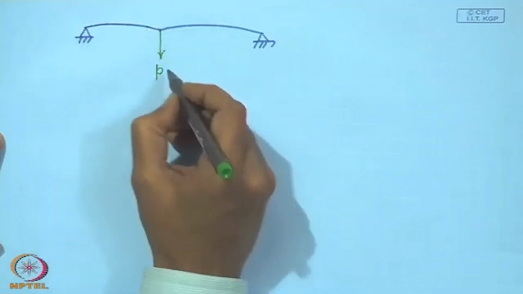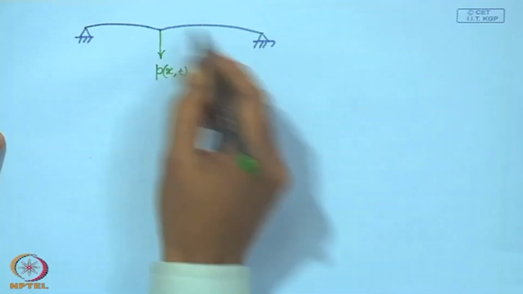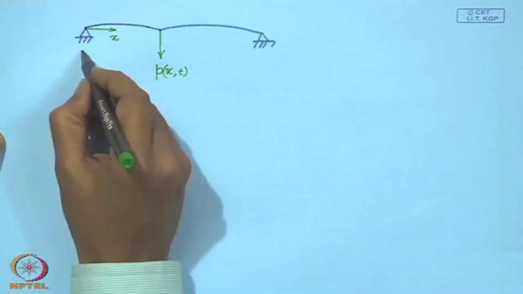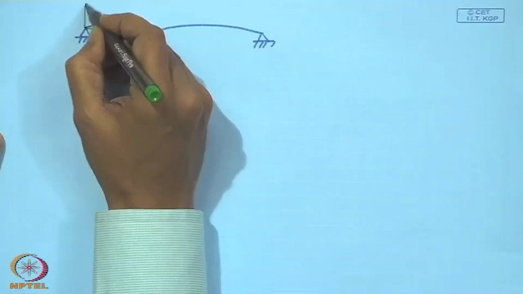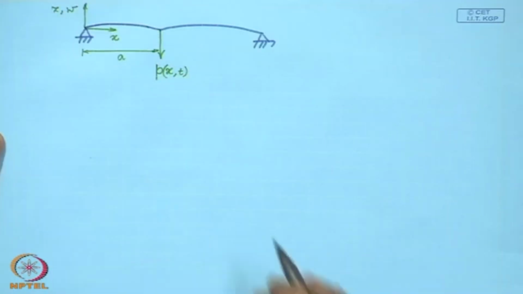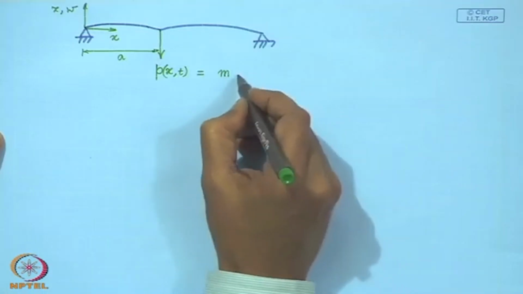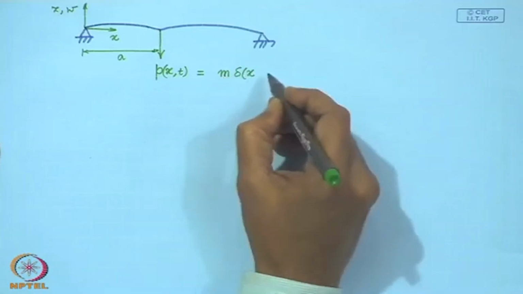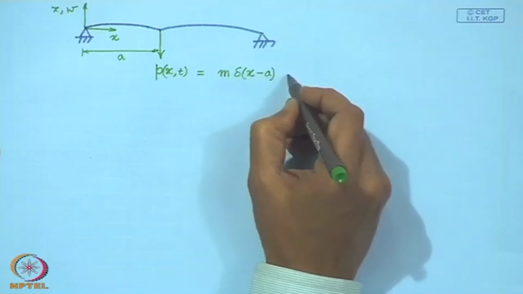So, now I will represent this distribution, the force distribution on this string, as the mass times the Dirac delta distribution at x equal to a.